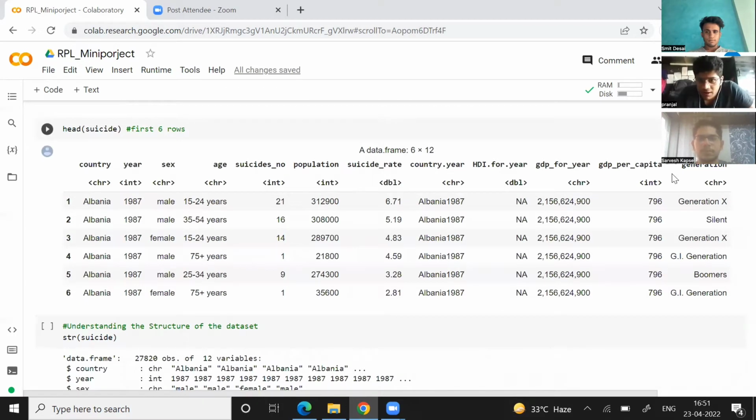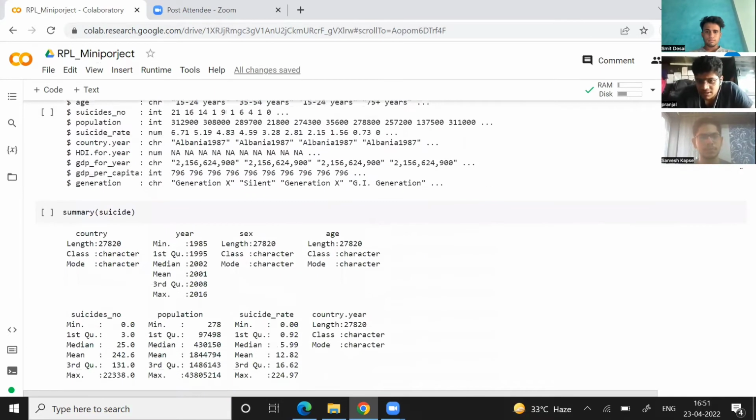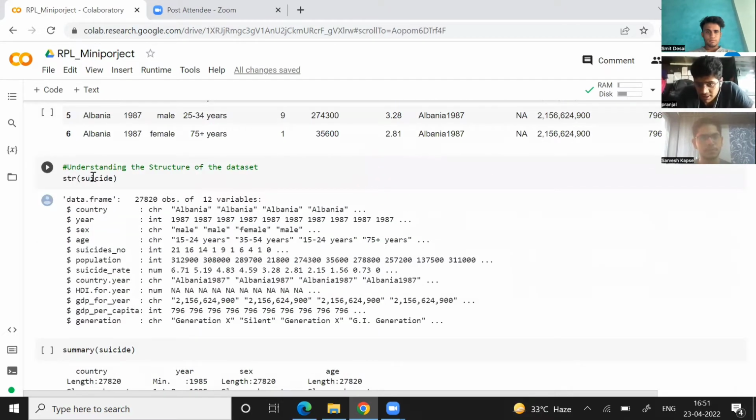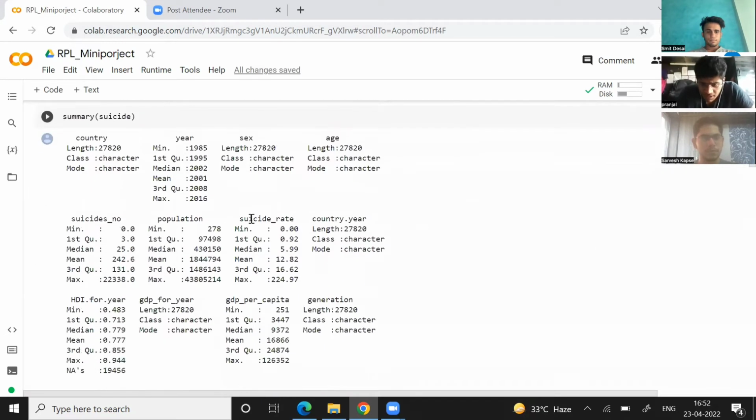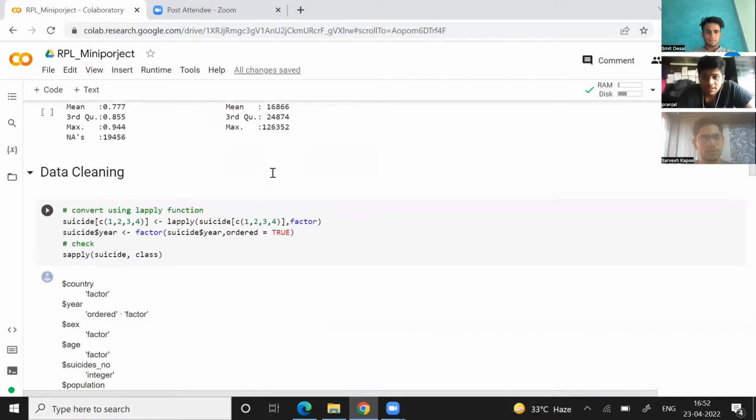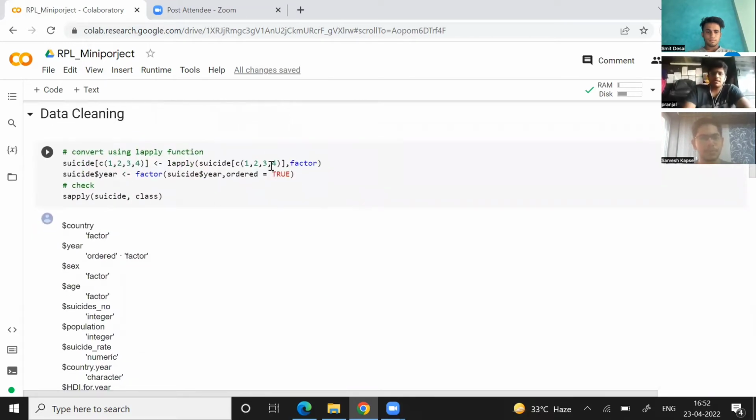So here we have first shown the 6 rows of our data set and the values of all the rows. Similarly, we have next shown the structure of the data set. So as you can see, all the values are given here with all the similar data types. The next thing we have done is the summary of the suicide data set. In the summary, you can see the minimum, maximum, and median, what are the null values, and everything is given in the summary.